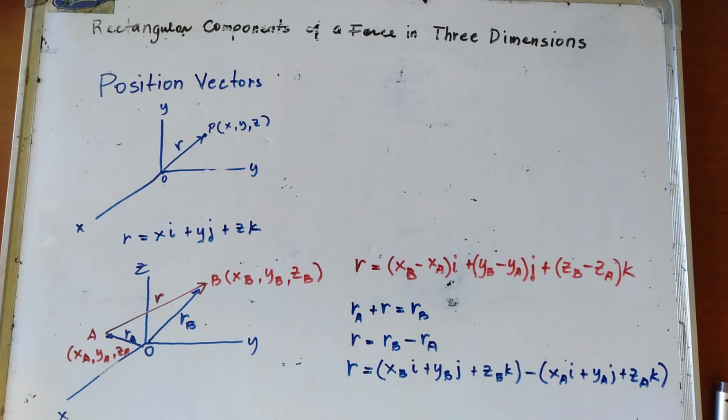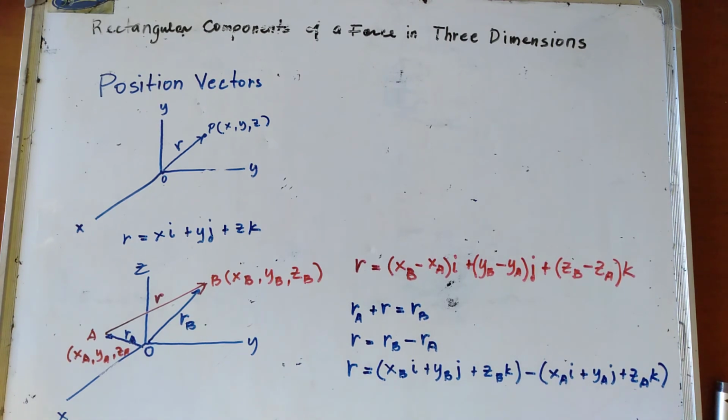Okay, so these are now your position vectors. Try to take note that the i, j, and k components of the position vector may be formed by taking the coordinates of the tail of the vector and subtracting them from the corresponding coordinates of the head of the vector.